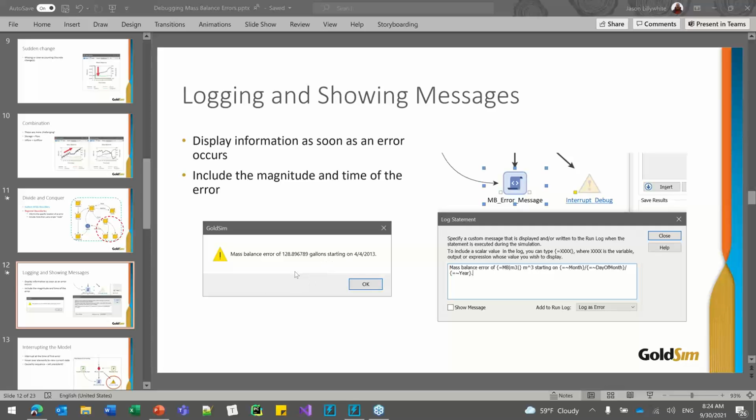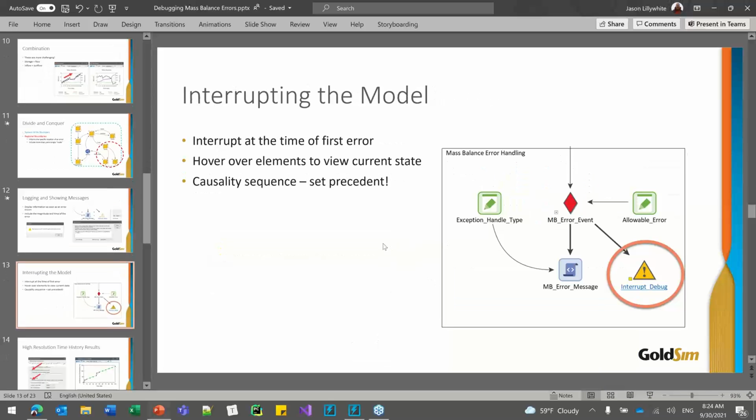Just in case you want to delay your messaging to the end of the simulation or some case like that, then that could work as well, showing the date there. Okay, another tool that you can use in addition to reporting and logging is interrupting the model and allowing you to walk around in the model and view all of the outputs available.